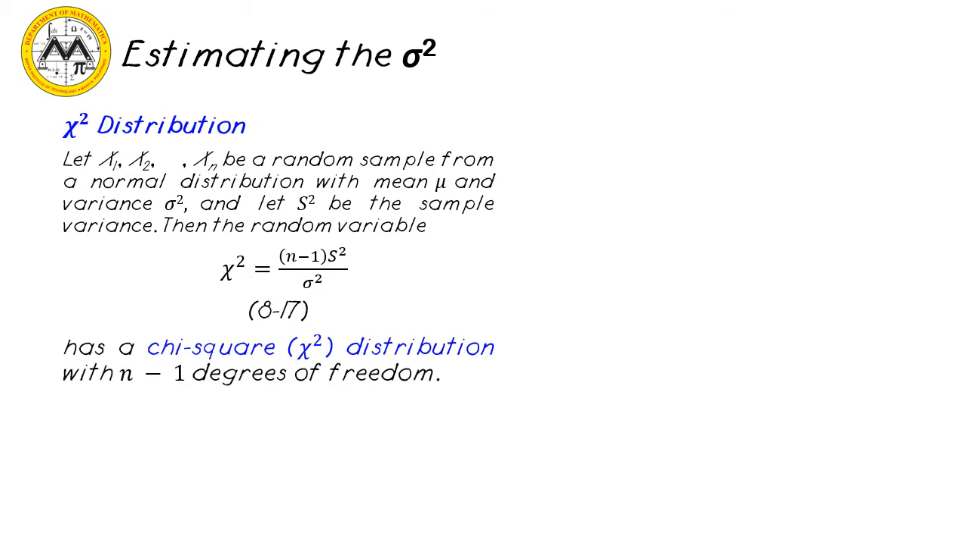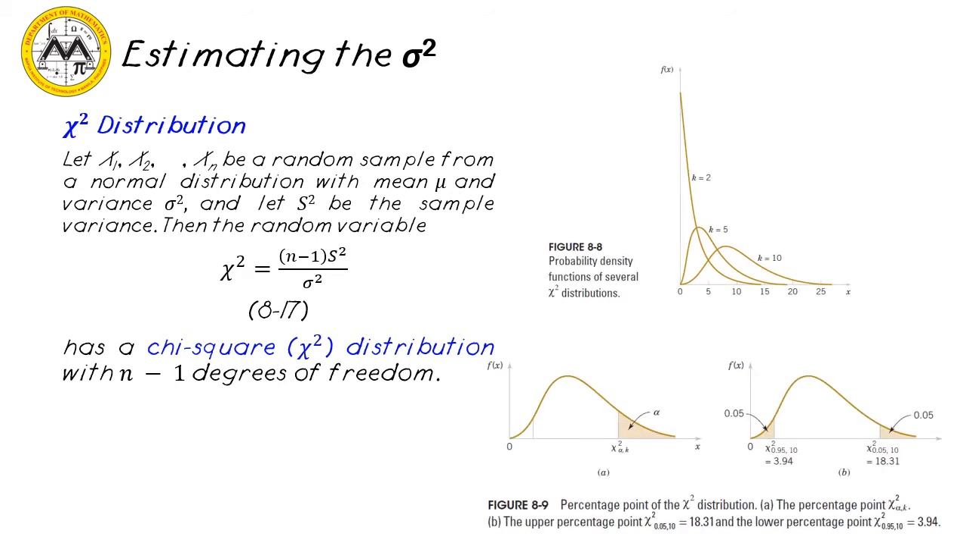Now, another type of distribution is the non-symmetric chi-squared distribution. Let x1, x2, up to xn be a random sample from a normal distribution with mean mu and variance sigma squared, and let s squared be the sample variance. Then the random variable chi-squared is equal to n minus 1 times s squared over sigma squared, and has a chi-squared distribution with degrees of freedom still n minus 1. Observe that it is no longer symmetrical and the area is located to the right. This is for alpha, and this would be 1 minus alpha.